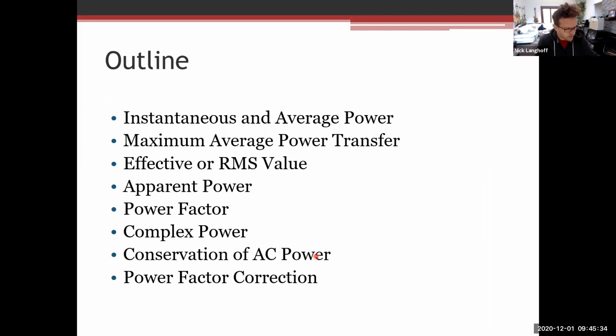Okay, we'll start off the lesson by going through instantaneous and average power, and we'll talk about maximum average power transfer. I actually might have rearranged these a little bit. We might actually move this effective power transfer down to here. But we'll talk about apparent power and power factor and complex power and power factor correction.